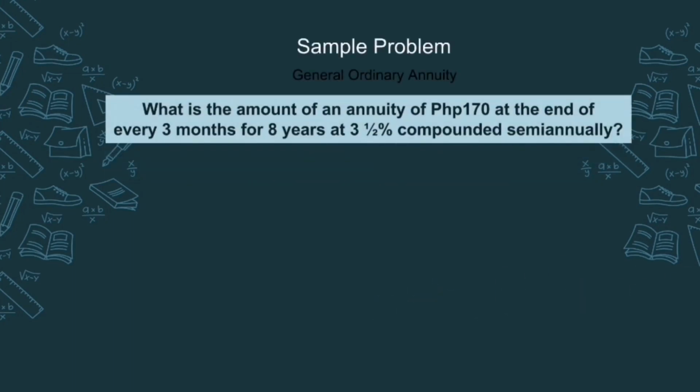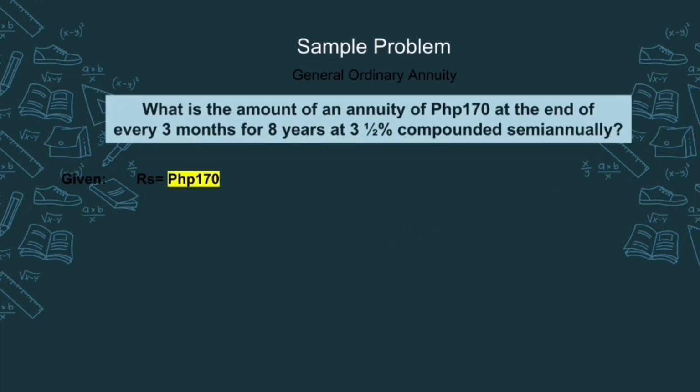Our sample problem is: what is the amount of an annuity of 170 pesos at the end of every 3 months for 8 years at 3.5% compounded semi-annually? As you can see, our compounding period here is semi-annual, which is 2 per year, while our payment is every 3 months. So it is not equal. So let us write our given.